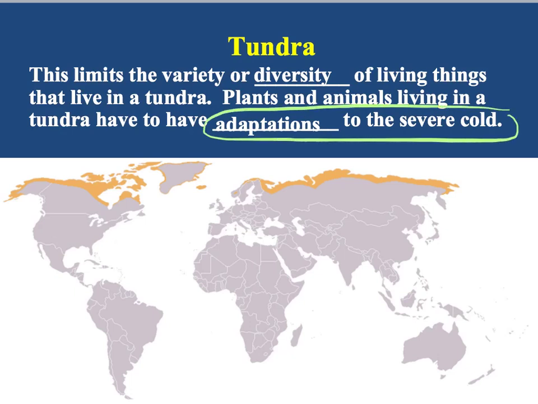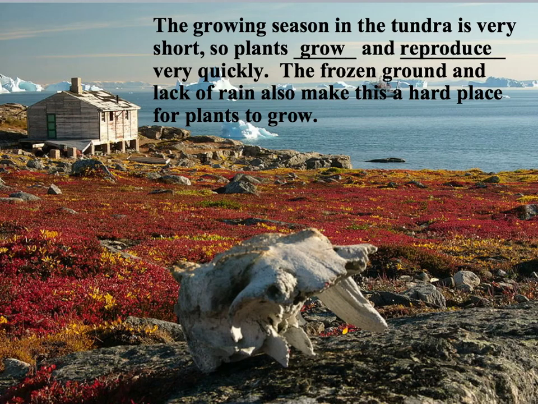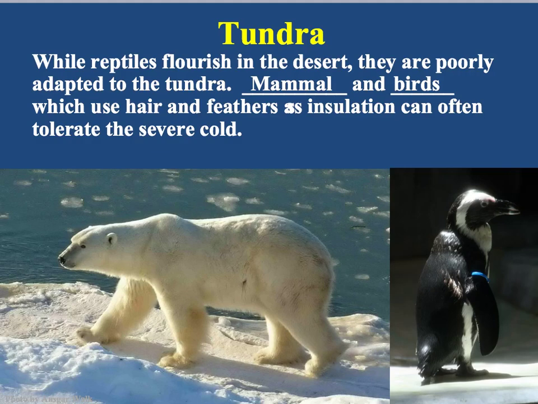The growing season is very, very short, so plants will grow very quickly and reproduce quickly. The frozen ground and lack of rain makes this a really hard place for plants to grow. Reptiles flourish in the desert, but they are very poorly adapted to the tundra. You will not see hardly any reptiles at all in the tundra. You're going to see mainly mammals and birds, which use their hair and feathers for insulation from the cold.